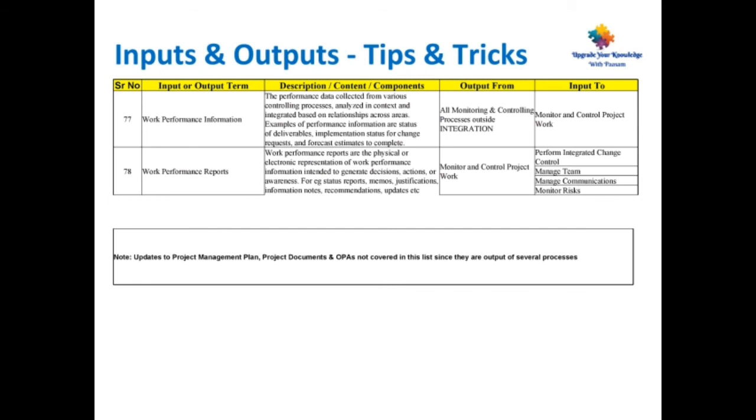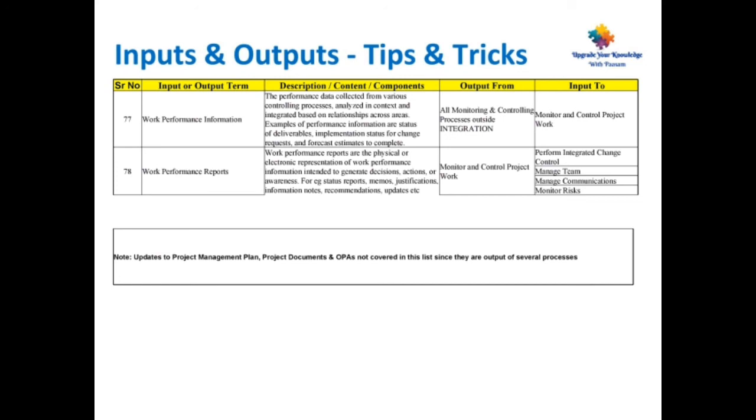Coming to input output term 77, work performance information. The performance data collected from various controlling processes, analyzed in context and integrated based on relationships across areas. Examples of performance information are status of deliverables, implementation status for change requests, and forecast estimates to complete. This is the output from all monitoring and control processes outside integration and input to monitor and control project work.